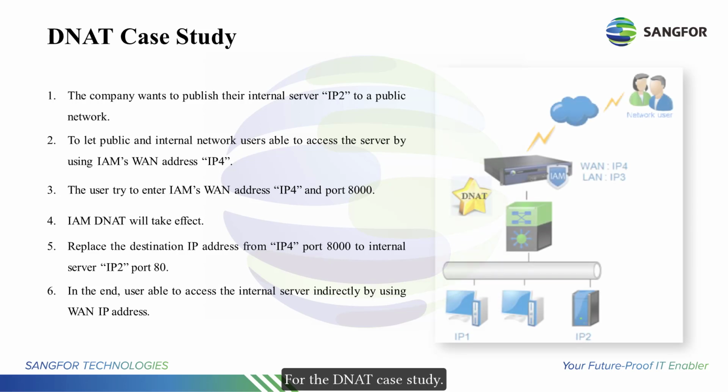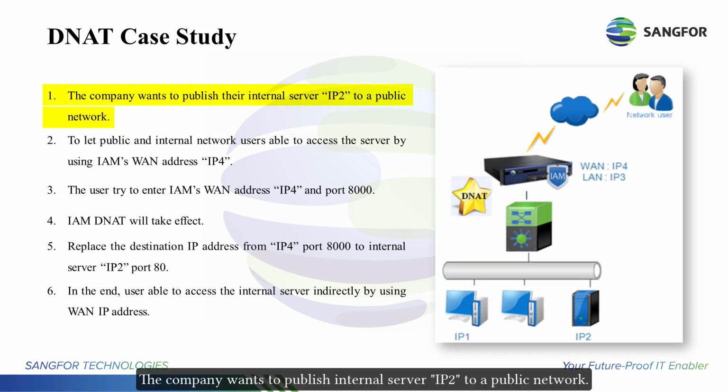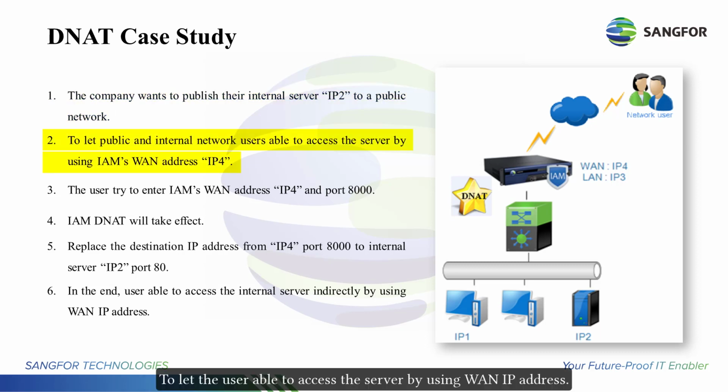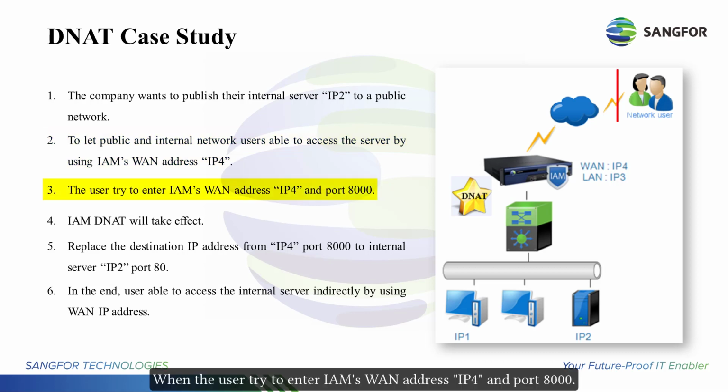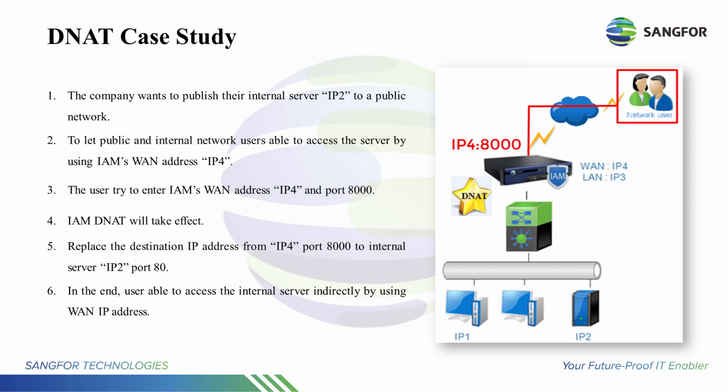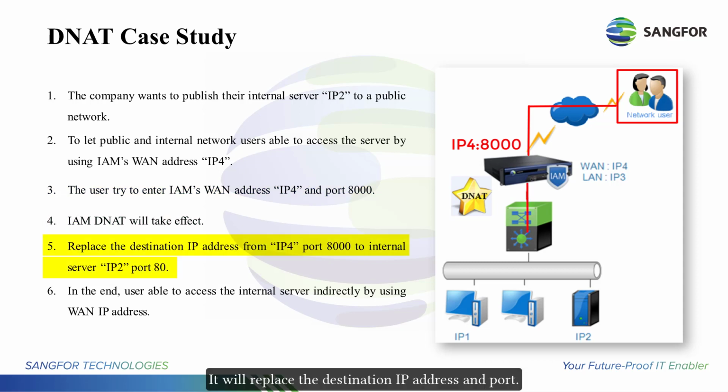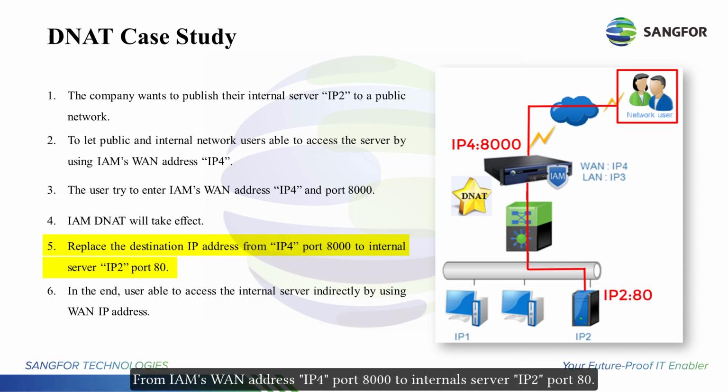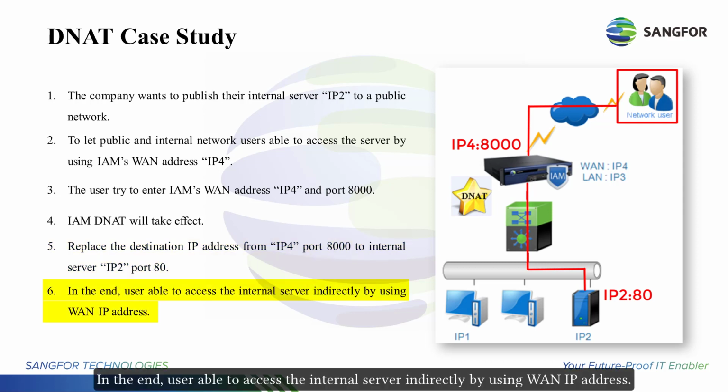For the DNAT case study, the company wants to publish the internal server IP2 to a public network, to let the user access the server by using one IP address. When the user tries to enter one IP address IP4 and port 8000, DNAT will take effect. It will replace the destination IP address and port from one address IP4 port 8000 to the internal server IP2 port 80. In the end, the user is able to access the internal server indirectly by using one IP address.